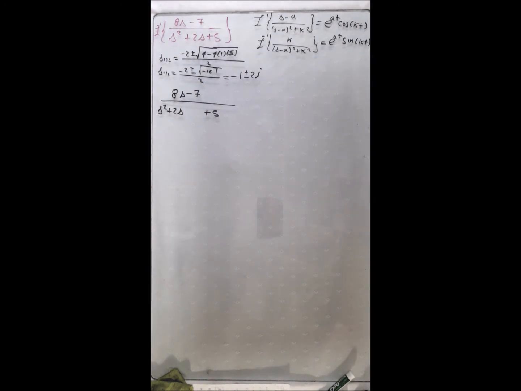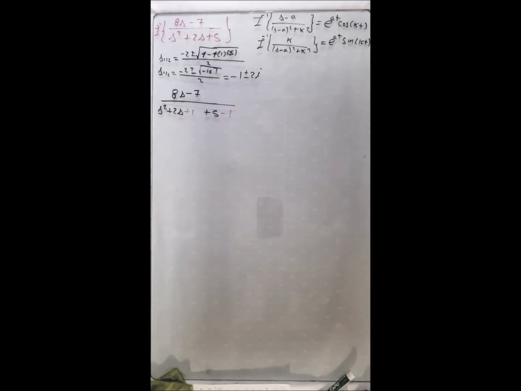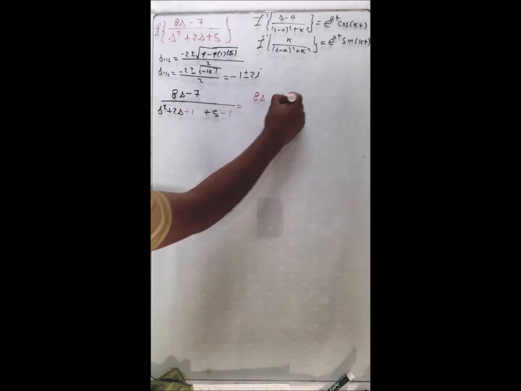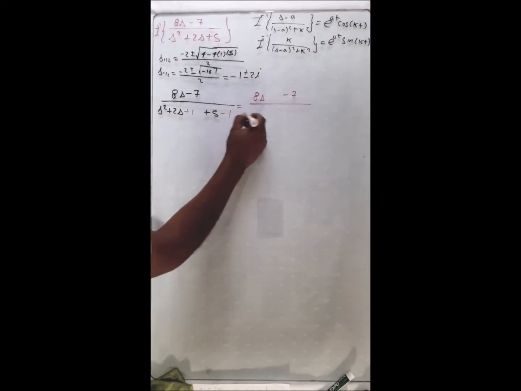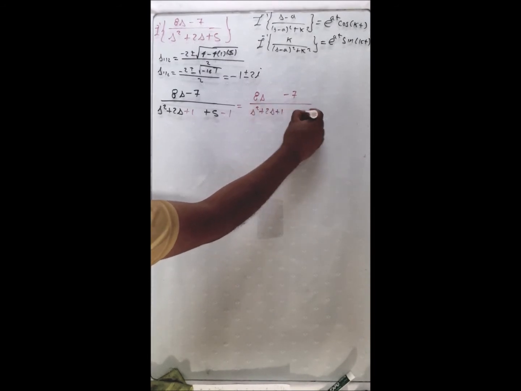Now, to complete the binomio is like this. Half of this number, 2 divided by 2 is 1, the square of that number is 1. So what we are going to do is add plus 1, and because we cannot change that arbitrarily, we have to do minus 1 to compensate. So what is the result of this? 8s minus 7 over s squared plus 2s plus 1 plus 4.